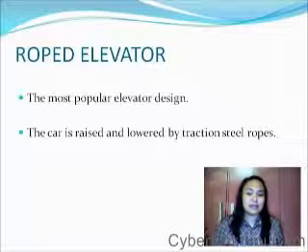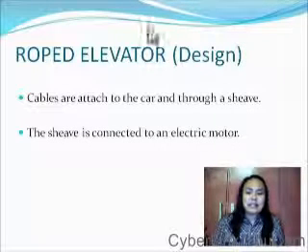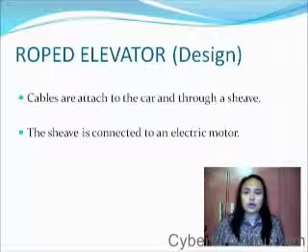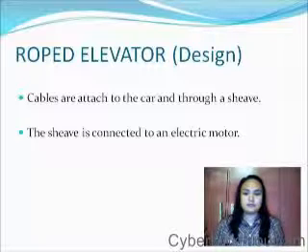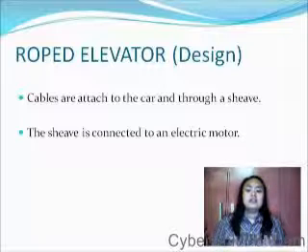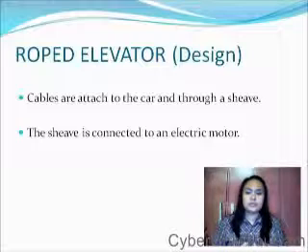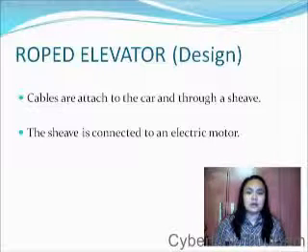In this design, the car is raised and lowered by traction steel ropes rather than pushed from below. The ropes are attached to the elevator car and looped around a sheave. A sheave is just a pulley with grooves around the circumference. The sheave grips the hoist ropes, so when you rotate the sheave, the ropes move too.